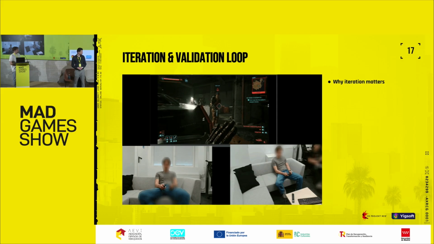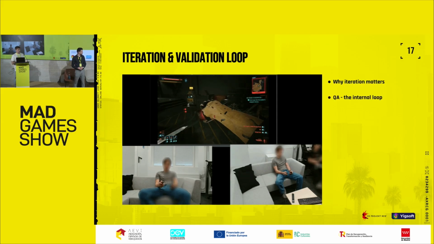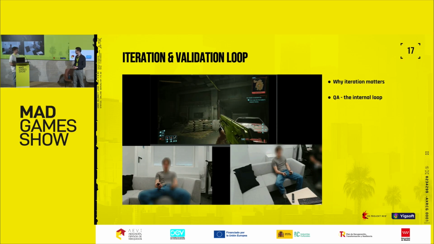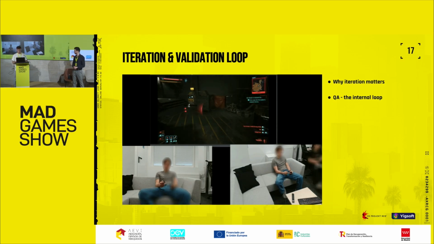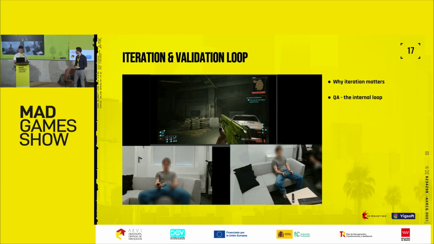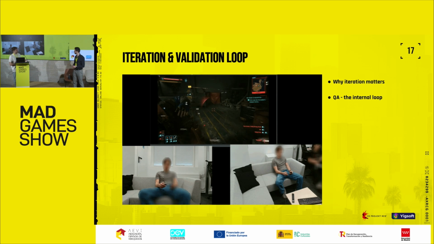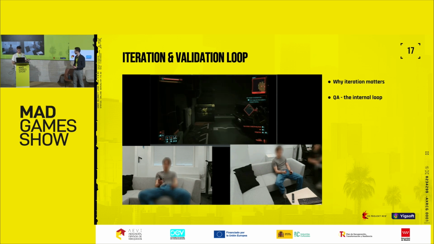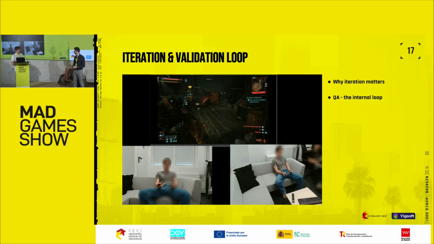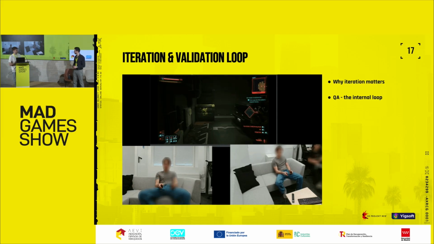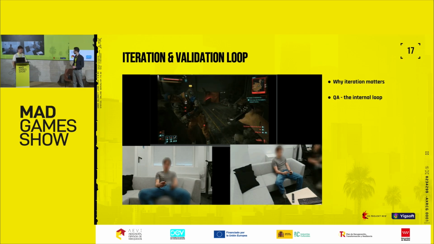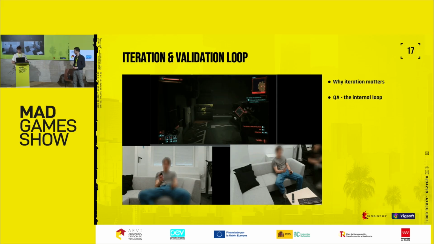And how the iteration looked like, we had two loops, basically. The internal loop, which was QA, and we started with a very small group of QA with a different background, like gameplay, art, narrative, and they would play the game, evaluate the designs, feedback the designers, and then the designers would adjust the patterns, the motions, send us the build. We would then again test it and make sure that we were on the same page.